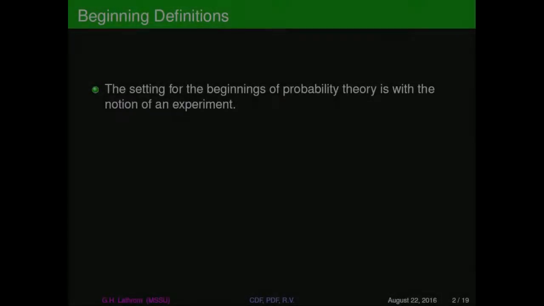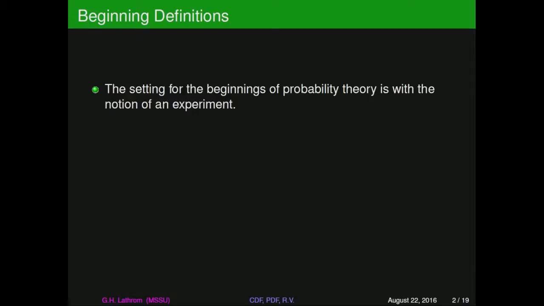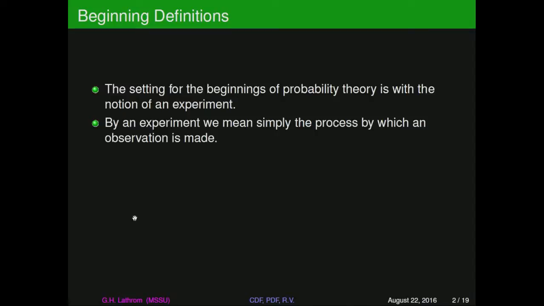So let's begin by reviewing some of our notions from probability theory. Remember that where we started with probability was with the notion of an experiment. Now, by an experiment, what we mean is that it's nothing more than a process by which we make some kind of observation.